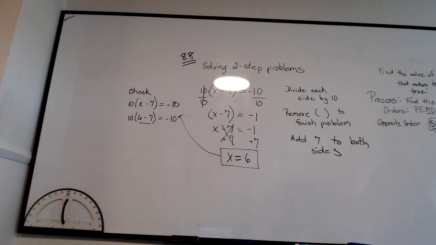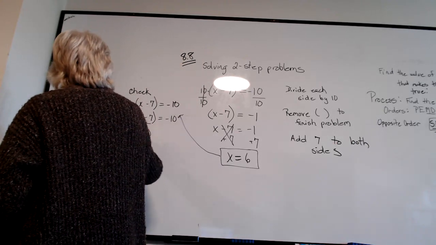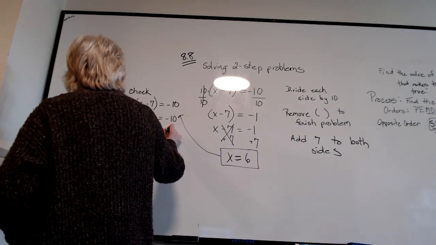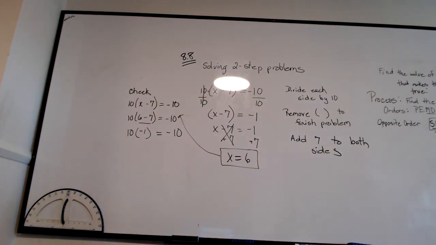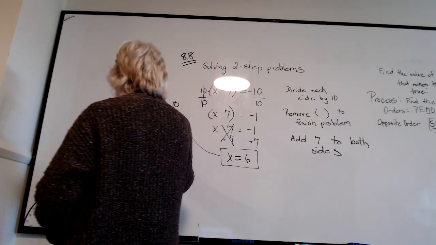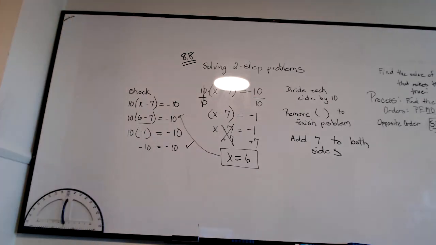So we do inside the parentheses. 6 minus 7 is negative 1. So we get 10 times negative 1 equals negative 10. And 10 times negative 1 is what, Jonathan? Negative 10. Yes, negative 10. Okay. Negative 10 equals negative 10. Is that correct? Did it check? Does negative 10 equal negative 10? Okay, so that does check.